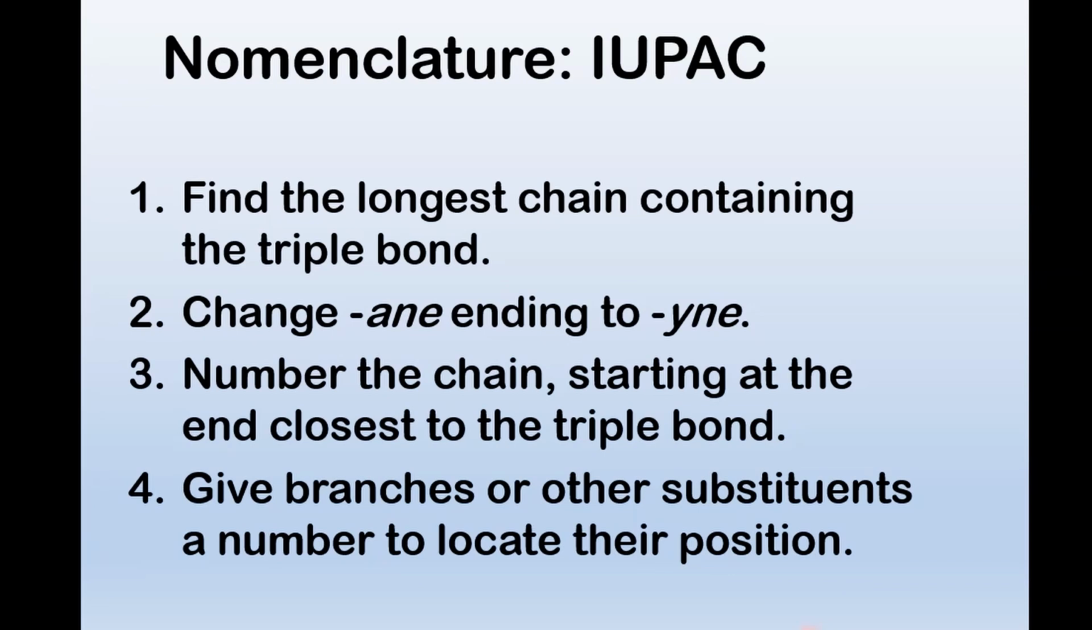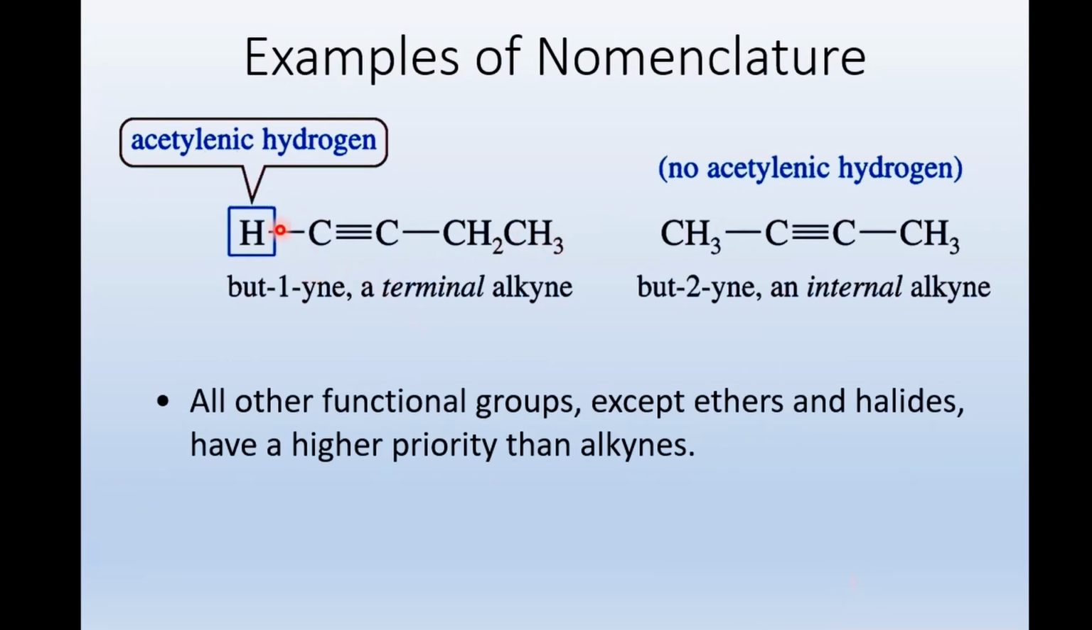So how do we name these things? Like always, find the LCCC, the longest continuous carbon chain, and you want to find the one that has the triple bond in it. Chop off -ane and add -yne. Number the chain starting at the end closest to the triple bond. Give branches or other substituents a number to locate their position. So, a 4-carbon chain with the triple bond right at the beginning, I would just call this 1-butyne, or you can call it but-1-yne.